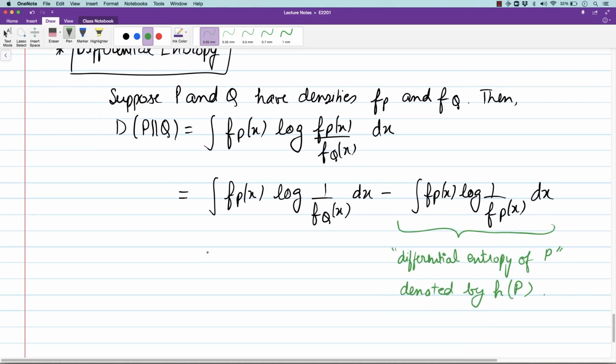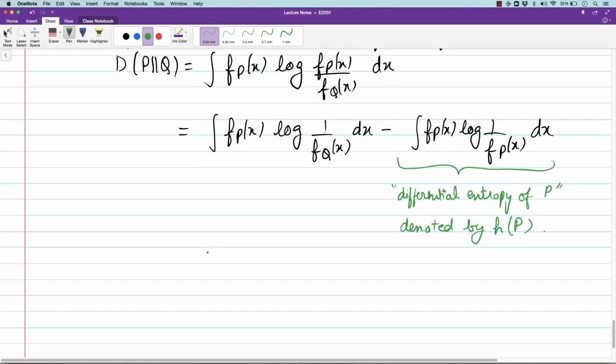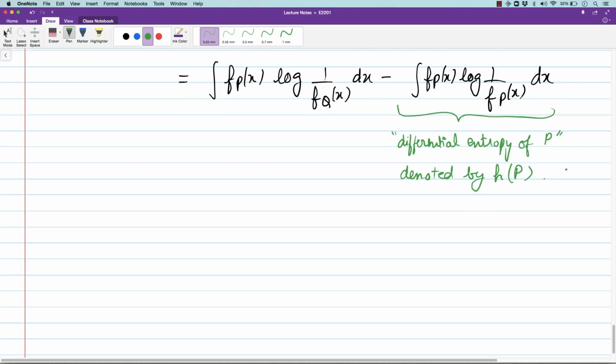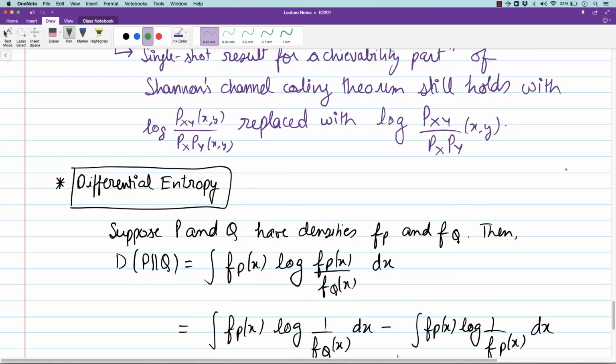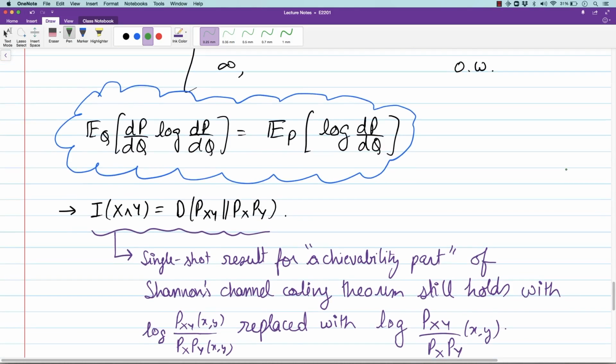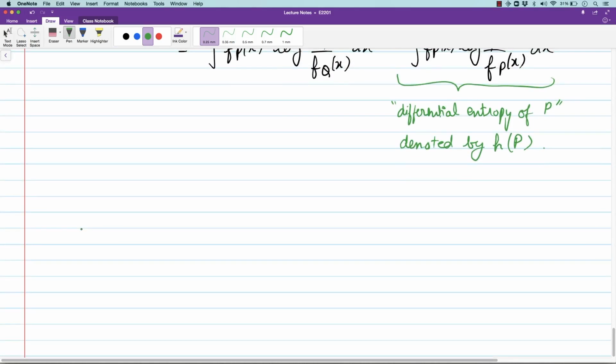Okay, so we defined it only for probabilities with a density, and it looks exactly like the formula summation over x px log 1 by px, but it's now the integral fp(x) log 1 by fp(x) dx. So now we have obtained this differential entropy. We have obtained mutual information in terms of Kullback-Leibler divergence, and we will now note some basic properties of these quantities.